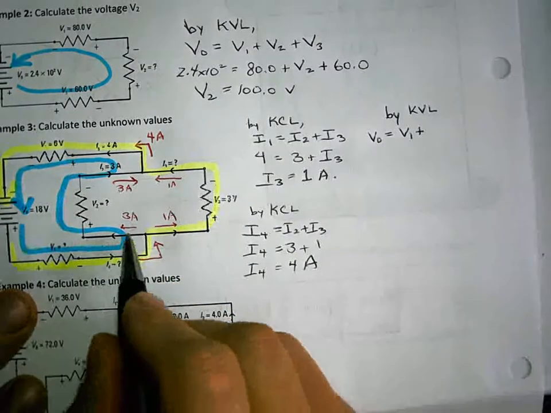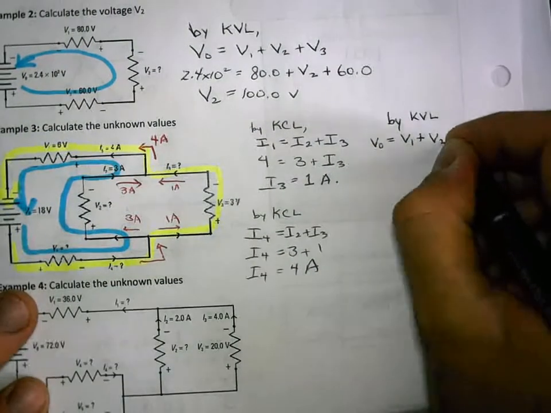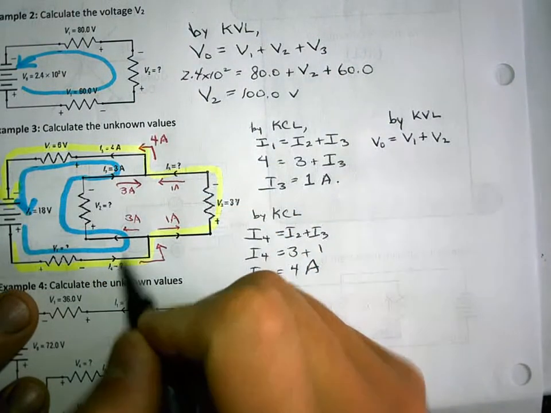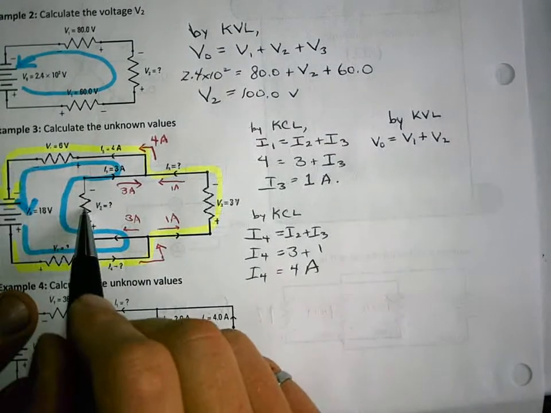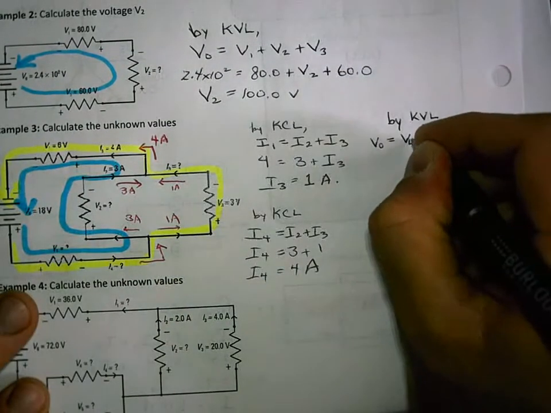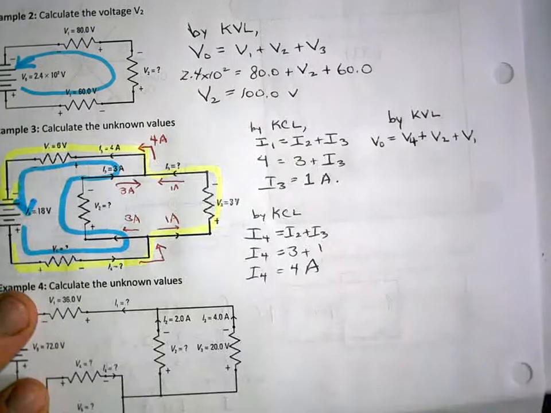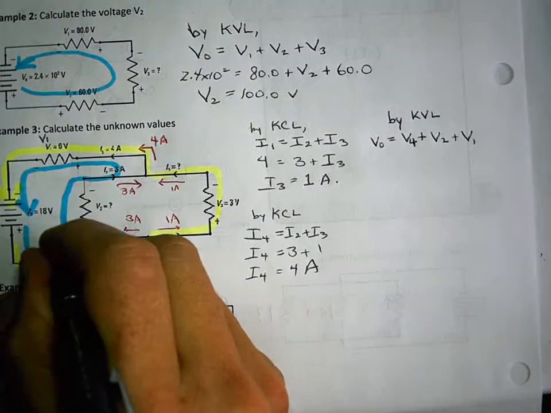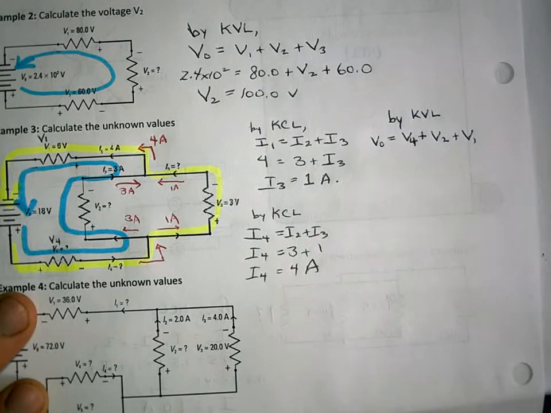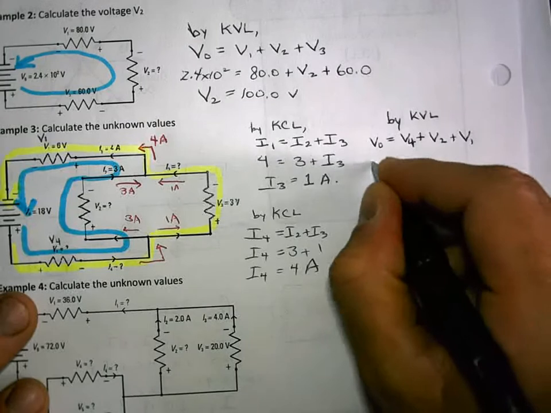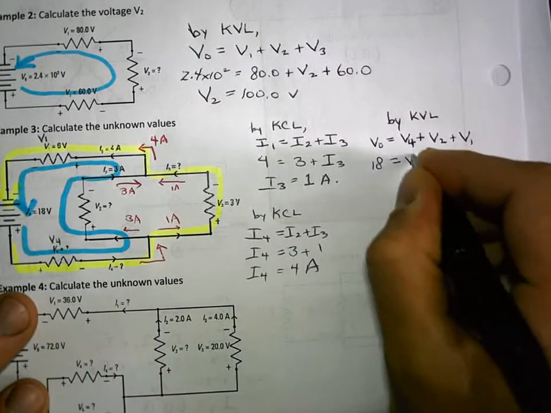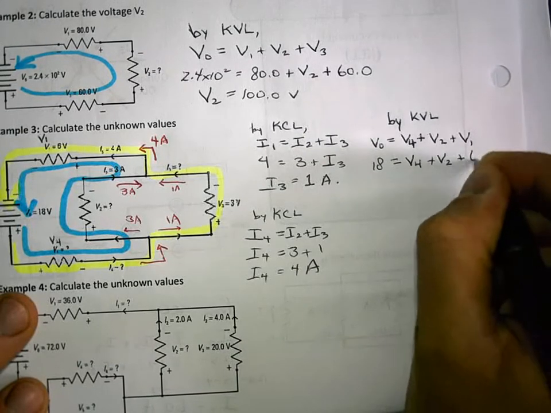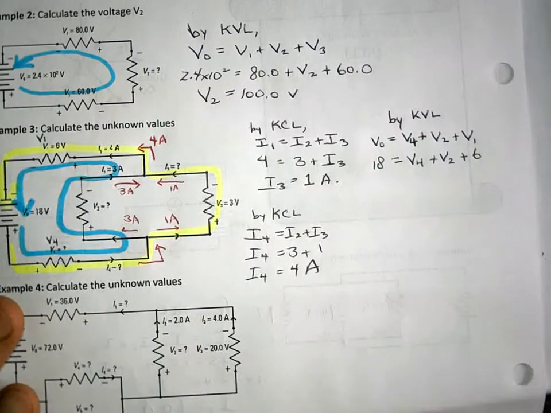So V1 plus V2 plus V4. It's going to be hard to read, right? This is V1, this is V4. Okay, and now let's fill in the numbers. So I have 18 is equal to V4, we don't know what that is, plus V2, we don't know what that is, plus 6. I'm kind of stuck here because I have two unknowns.